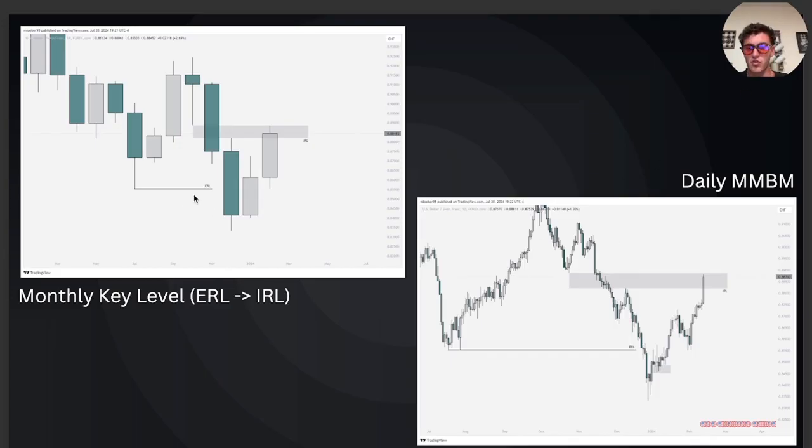We have price on the monthly taking out an external range liquidity pool low. And then price, as you guys know from the previous videos, needs to move from external to internal range liquidity, which is exactly what we did here. So as price takes out this external range low, we want to see the reaction on the daily. And you could see here, this is the daily perspective on the chart.